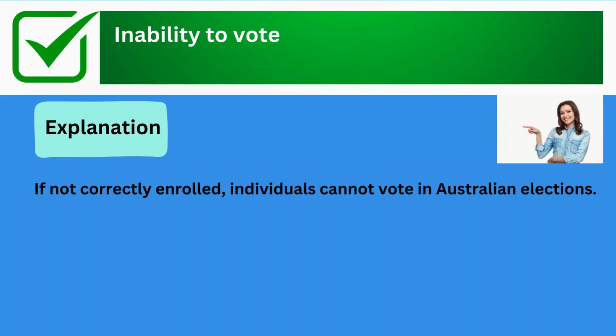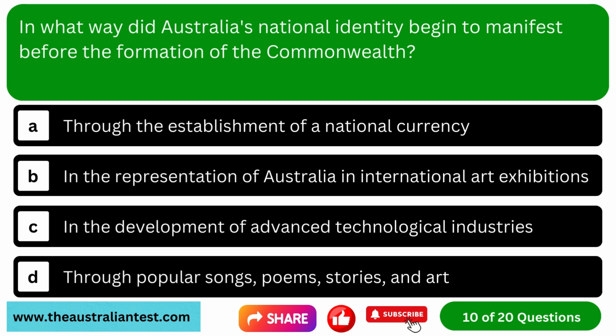The correct answer is inability to vote. Explanation: if not correctly enrolled, individuals cannot vote in Australian elections. Question 10. In what way did Australia's national identity begin to manifest before the formation of the Commonwealth?